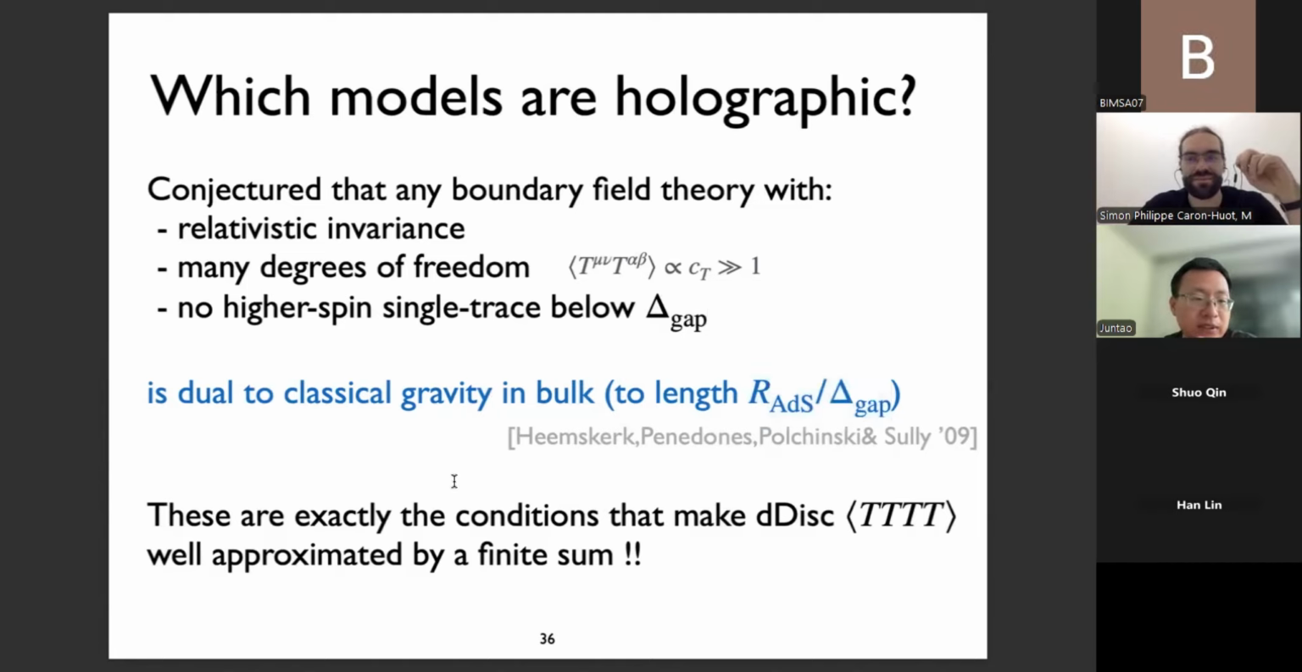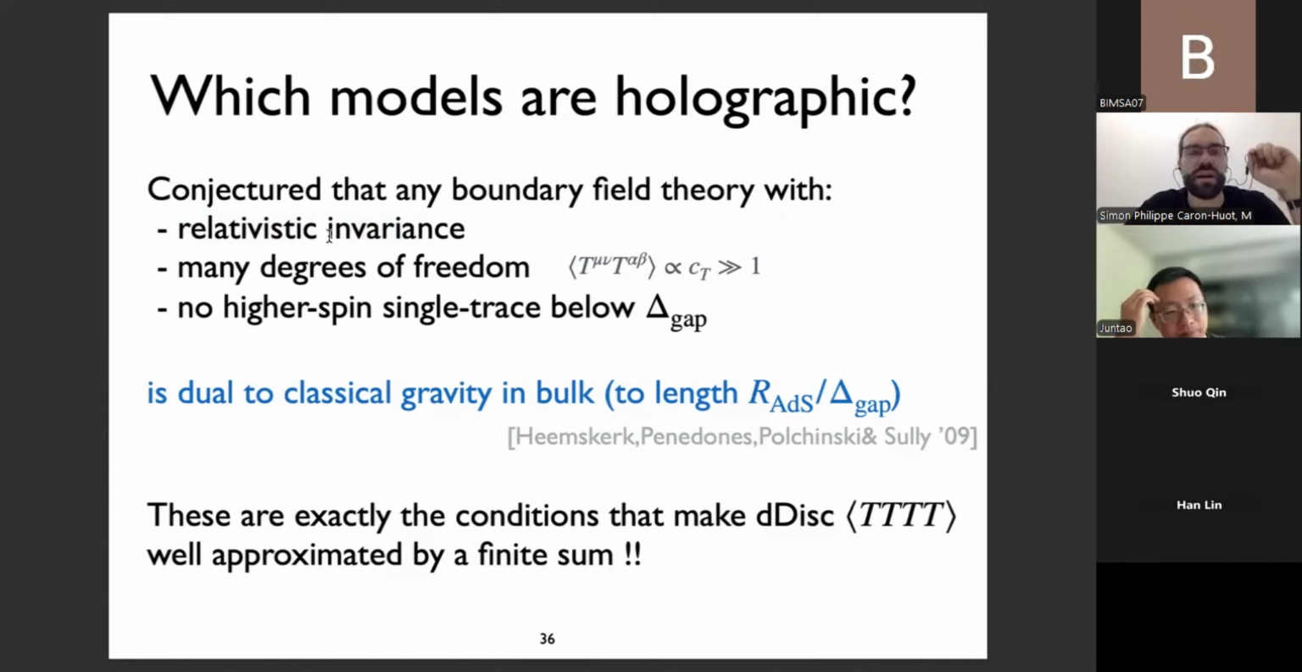Hi, Simon. Yes. I've got a question. Here, the boundary field theory looks like it doesn't have too many constraints. For example, any symmetries? Yeah, it needs to have conformal symmetry. Yeah, relativistic and conformal invariance. Sorry, I should have written that. There's something like a non-relativistic conformal invariance, but it's not clear how much it buys. I'm talking specifically about relativistic conformal invariance.